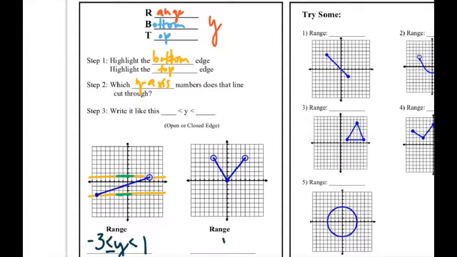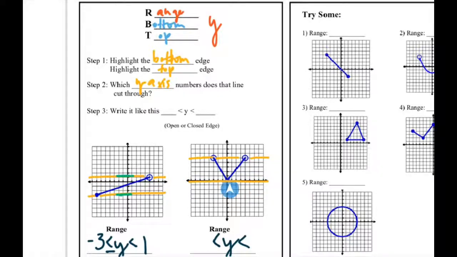So now I have range again. Range is y. My y value goes from the bottom to the top. So the y values start at the bottom, and now we're here. So my y values are between. They're greater than some number, and they're less than some other number here. So the y values live between.